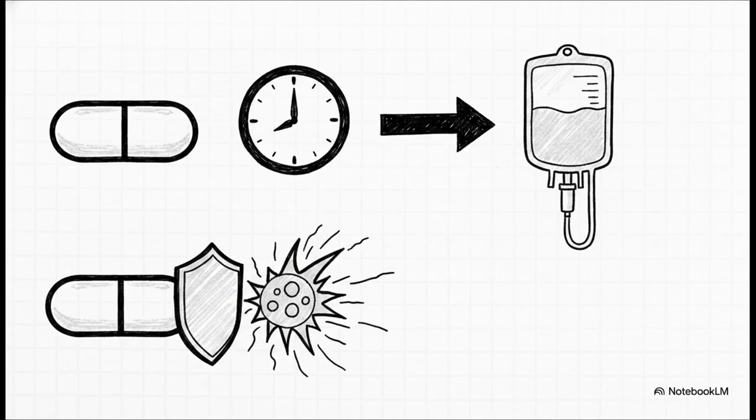If you start the dexamethasone more than 6 hours after the antibiotics, it's practically useless. Oh, and one critical side effect to note: it actually decreases vancomycin CSF penetration, so you often have to compensate with higher doses.